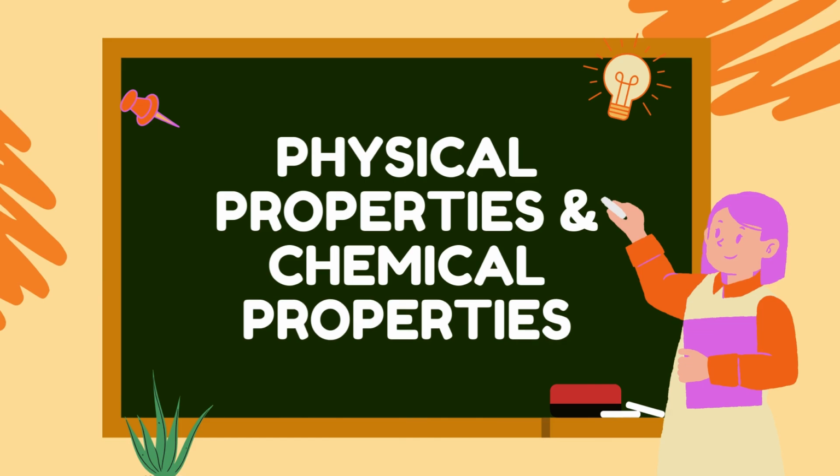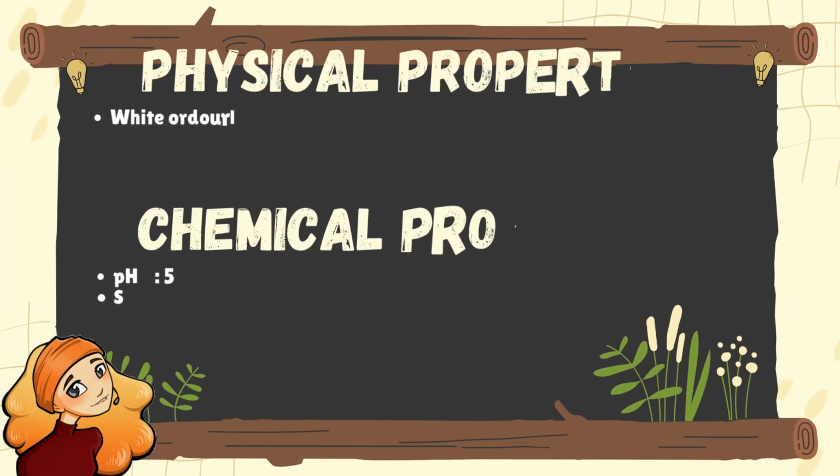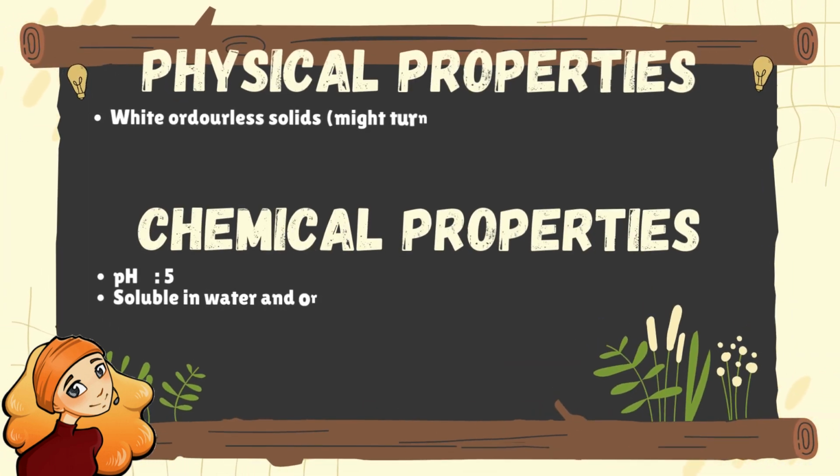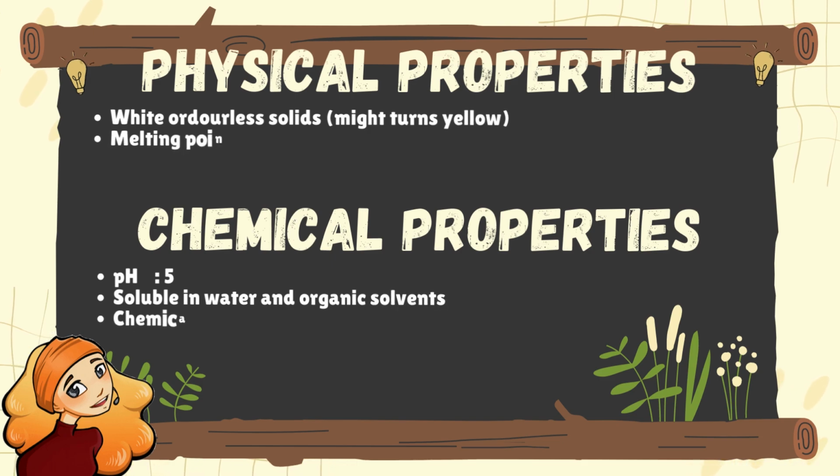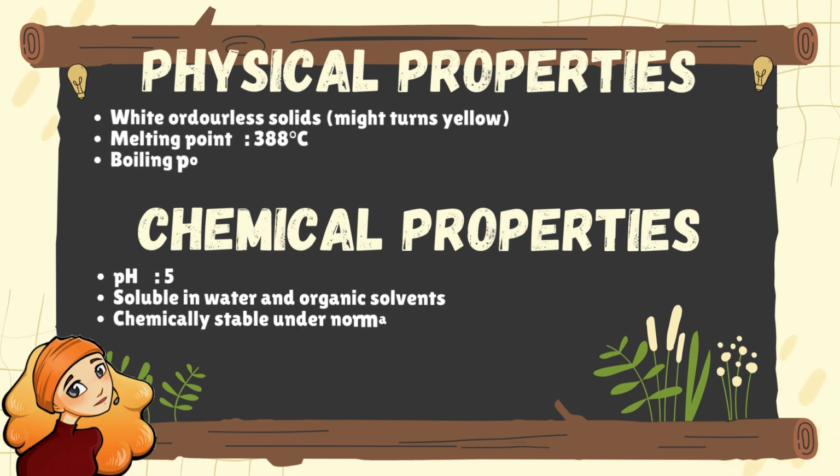Next, the physical and chemical properties of cadmium iodide. The physical properties of cadmium iodide: it is a white odorless solid and might turn yellow when it is in contact with the air. The melting point and boiling point of cadmium iodide are 388 degrees Celsius and 787 degrees Celsius respectively.